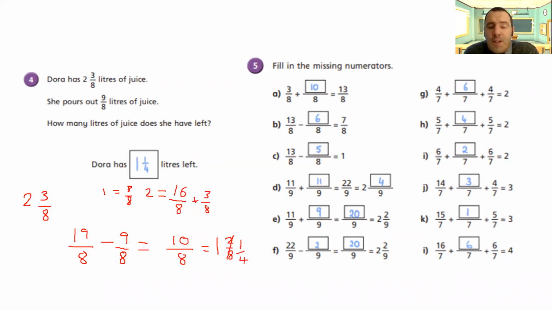Finding the missing numerators, we're adding and subtracting. The denominators are all the same. So what we're looking for is the numbers to work out. A, B, and C, nice and simple. D, E, and F, we get into mixed numbers, and then we're back to simple numbers and working out what the wholes need to be at the end for the others.